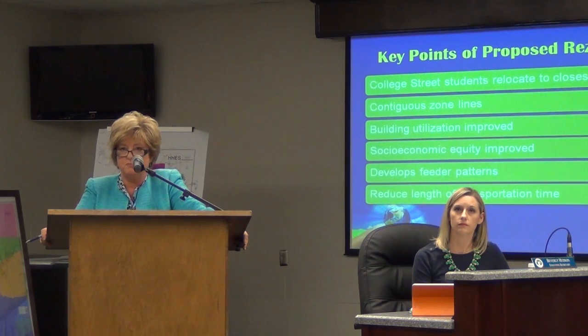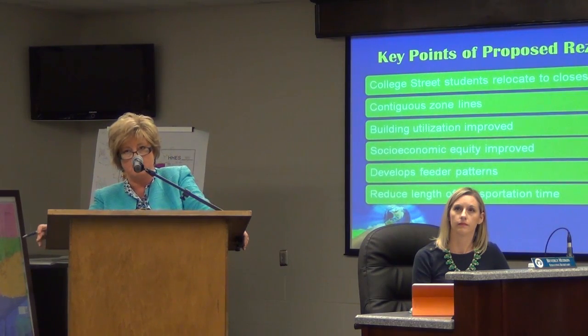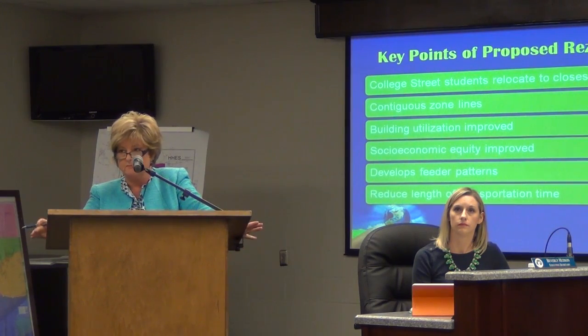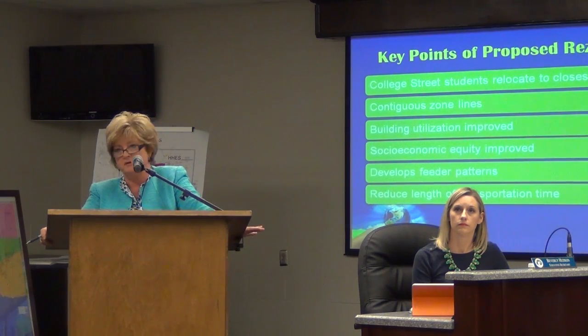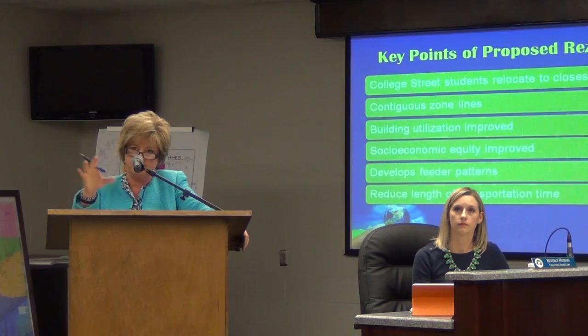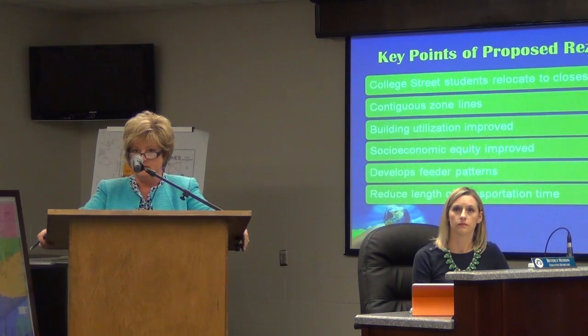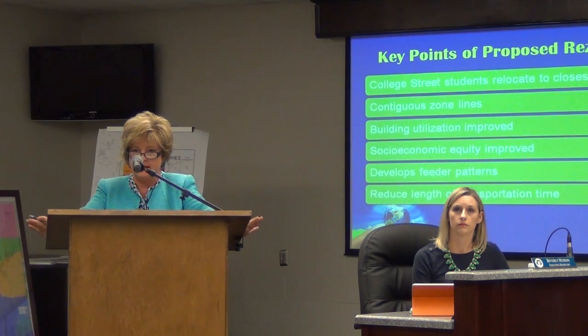So at the finalization of this proposed plan, obviously we were able to relocate College Street students. We were able to get basically contiguous zone lines. We did improve the building utilization so that we don't have some buildings that are completely full and other buildings that are very empty. We did improve the socioeconomic status balance across the district. We did develop our feeder patterns, and we feel like we've reduced the length of the transportation time.